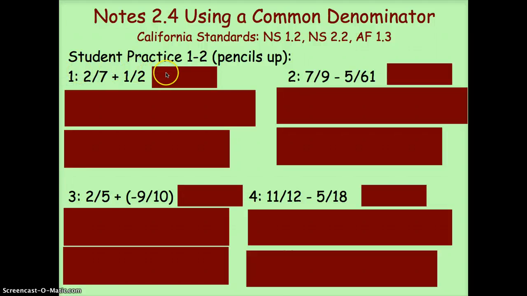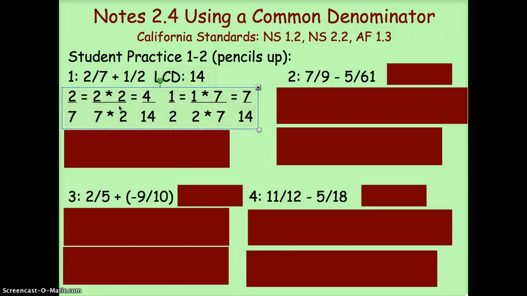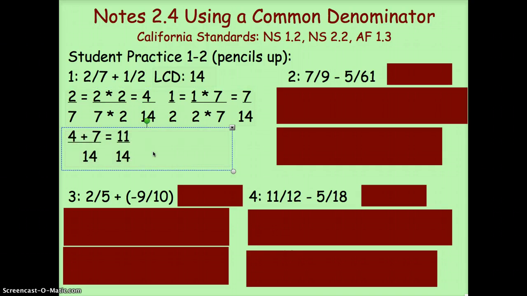Okay, let's take a look at this first one here. Notice we've got 7 and 2 as our denominators, so my LCD is 14. I make my equivalent fractions, taking a look there, 4 over 14 and 7 over 14. Then I can add, I end up with 11/14. Nothing to simplify, so I'm finished there.